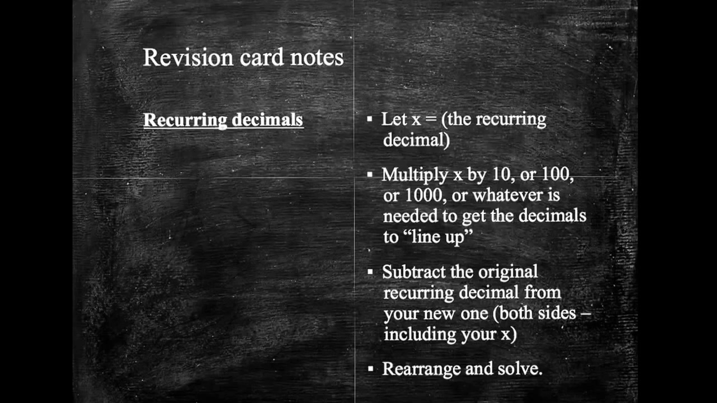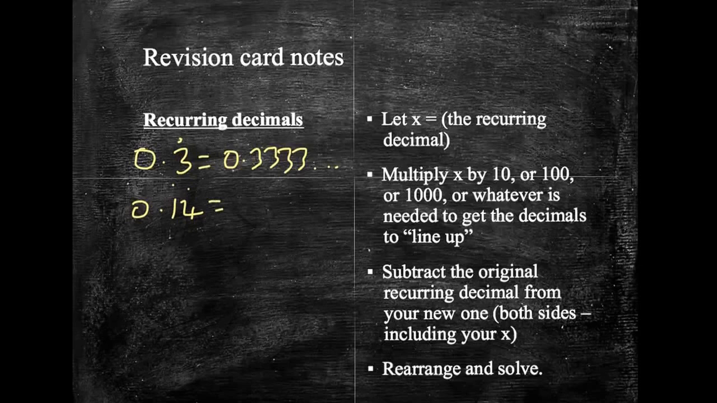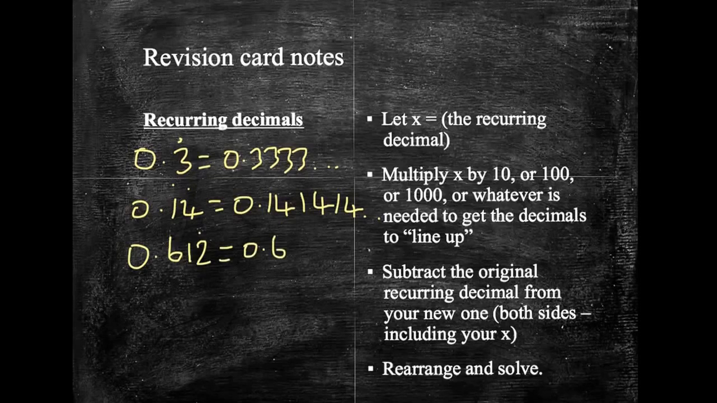If you watch the videos all the way through the series, you'll see that at the end we do some revision card notes. You might want to make a little note of what recurring decimals look like. So you might want to say 0.3 recurring is the same as 0.3333 and so on. You might want to give yourself another example where both numbers recur, 1.1414, and so on. And you might want to give yourself an example where only the last one recurs, so 0.612 recurring is 0.61222 and so on.